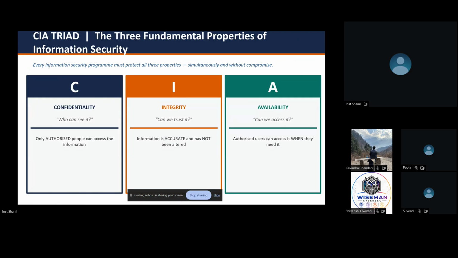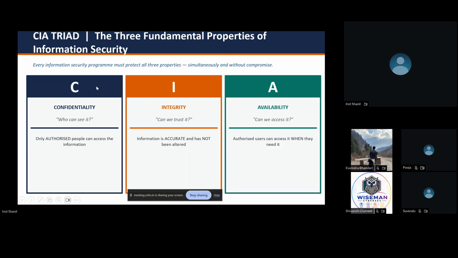So here comes the CIA triad, the three fundamental properties of information security. You will be hearing about the CIA everywhere. That's the most crucial component of any information security management system. Every information security program must protect all three properties simultaneously and without compromise. If any one of them gets breached, your information security gets breached. That's a complete failure of the entire plan which you are preparing.